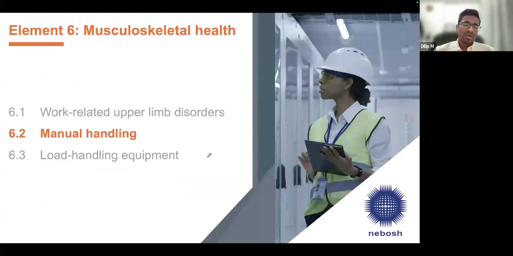So next is manual handling. We will take a 15-minute break, and then we will continue with 6.2 manual handling.